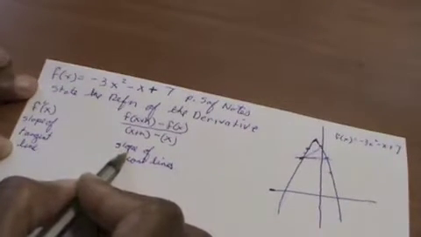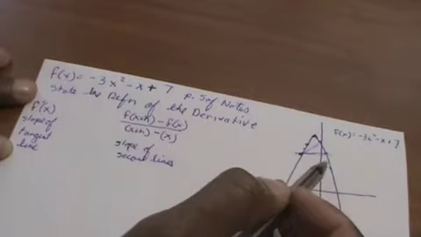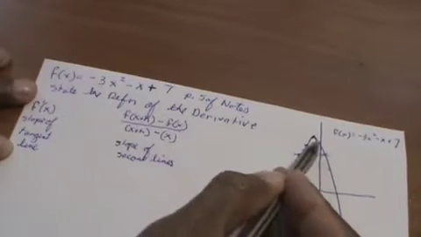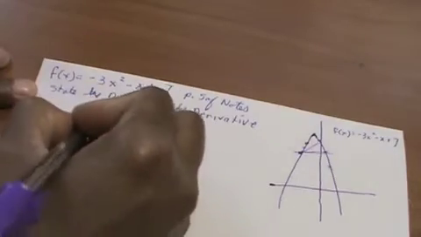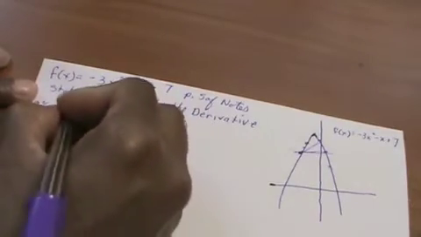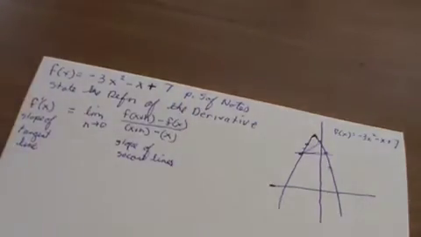Yes, you're using the slope of the secants, but you're strategic about it. You're getting closer and closer to your targeted point, so you're actually taking the limit as h goes to 0. Alright, so this is the entire expression that represents the slope of your tangent line.